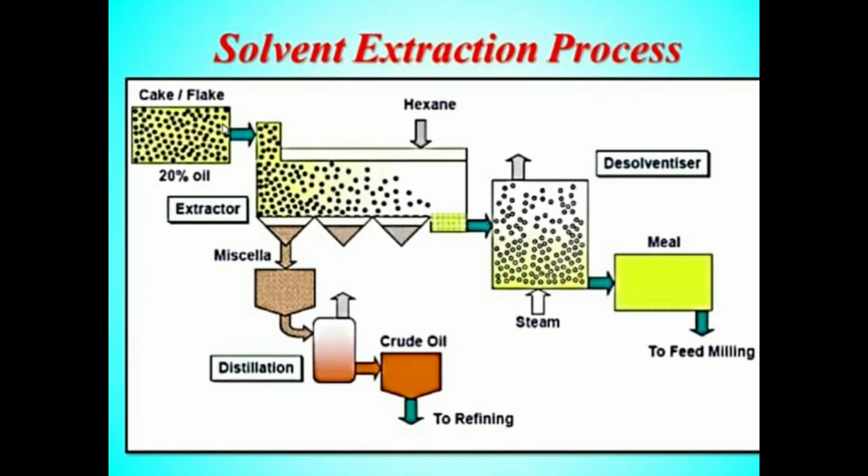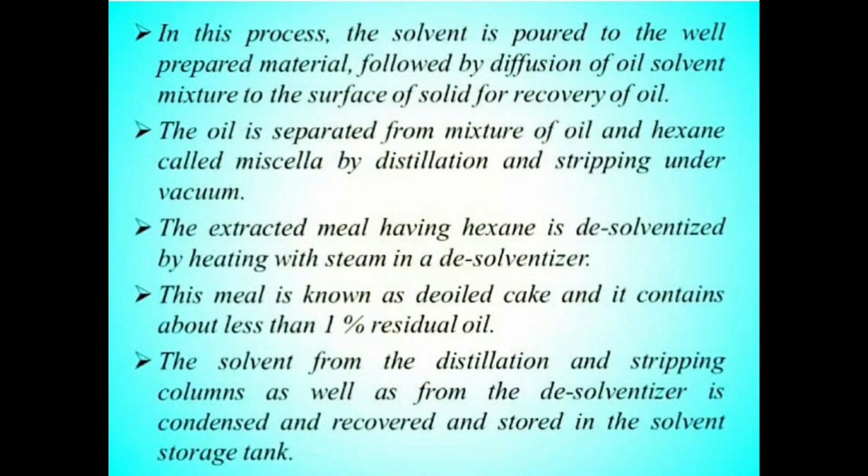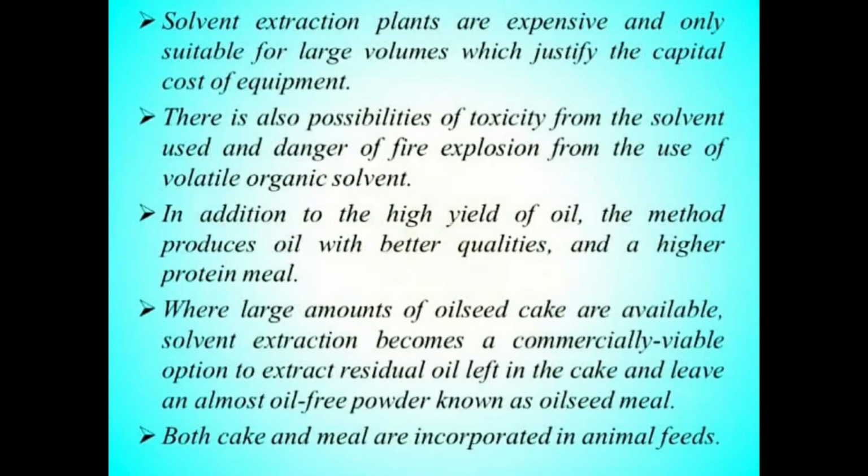The oil which is collected is called crude oil, and after the refining process, it is edible. So now this is the complete process of solvent extraction. The solvent from the distillation and stripping column, as well as from the desolventizer, is condensed, recovered and stored in the storage tank. And after the storage tank, it is used for the next batch of oil extraction.